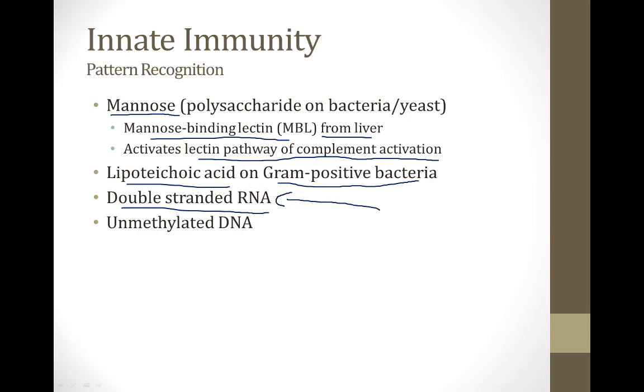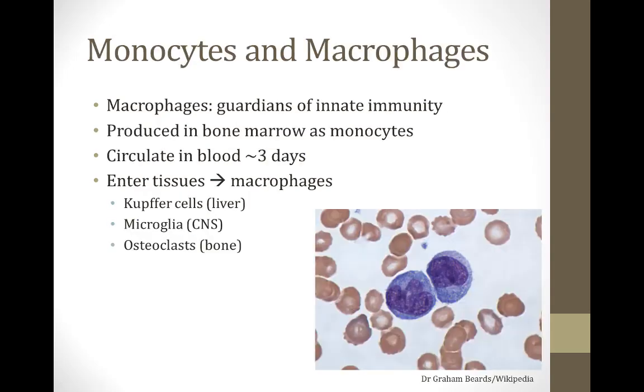Another pattern that the innate immune system recognizes is unmethylated DNA. So most of the DNA in human cells is methylated. When the innate immune system sees lots of unmethylated DNA, that is more commonly found in bacterial cells, and it will react to that. So now let's begin our discussion of the individual elements of the innate immune system, and we'll begin by talking about monocytes and macrophages.